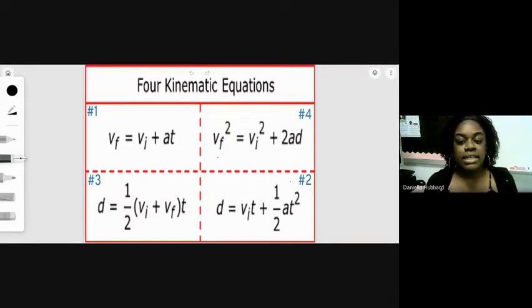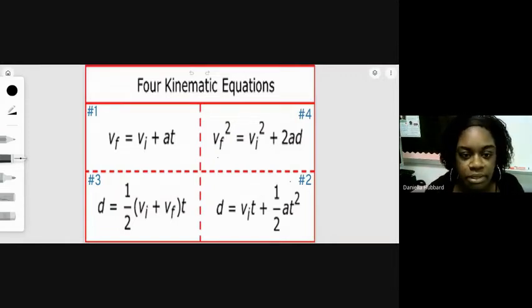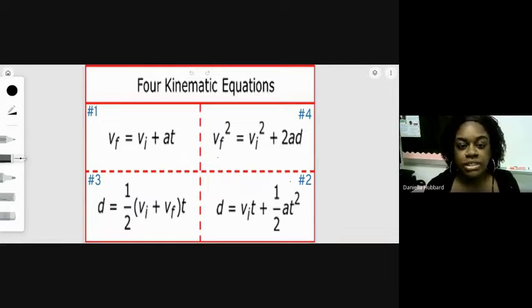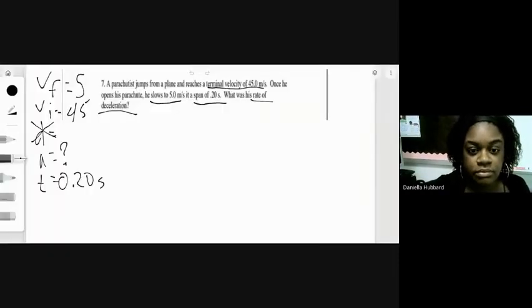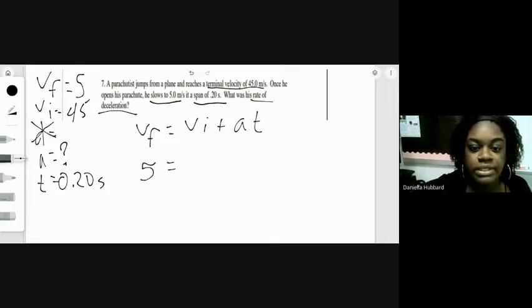So now let's go back to our equations. And we need to find the one that does not have D listed in the formula. The only one that does is equation number 1. VF equals VI plus AT. That's what we're going to use. So I'm going to write equation number 1. My VF. Now I'm just replacing with what's given and what we have. VI is 45 plus A that we don't know times our time of 0.20.